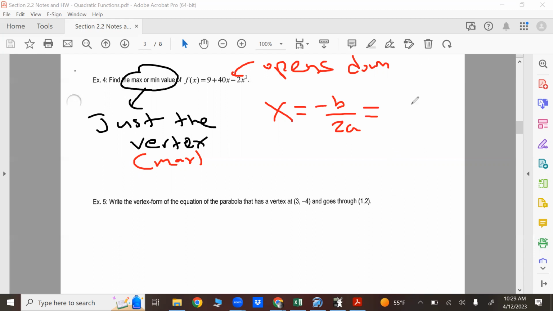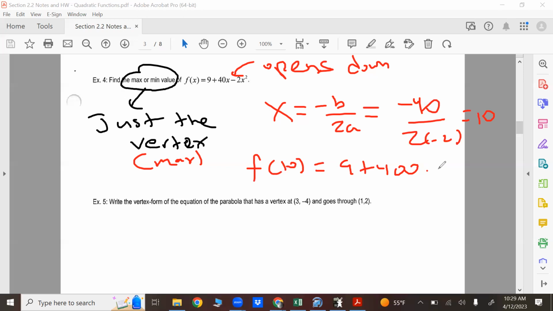So I would have -40 over 2 times -2, so that's 10. Plug in 10 into your equation. You should get 9 plus 400 minus 200. So you should get 209. So your vertex is (10, 209).